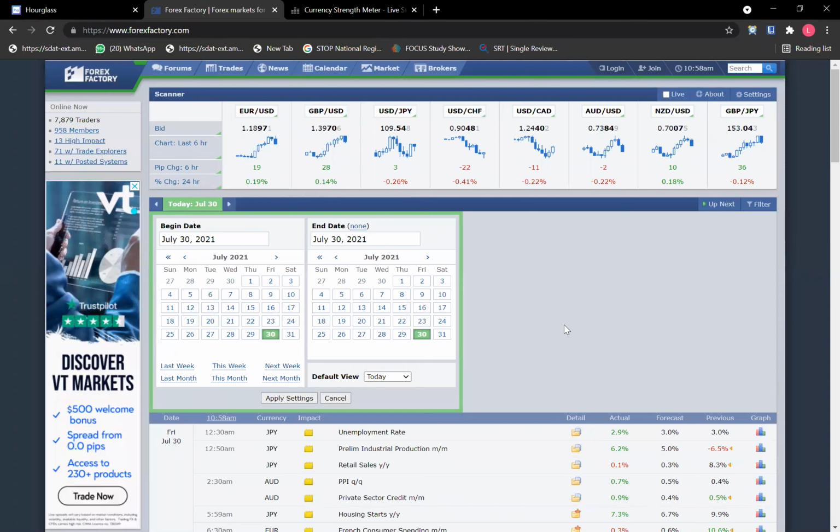Now, if you understand how Forex Factory works, drop a 9 in the chat box. Wonderful. And moving on from here, I'm going to assume everybody understands Forex Factory.